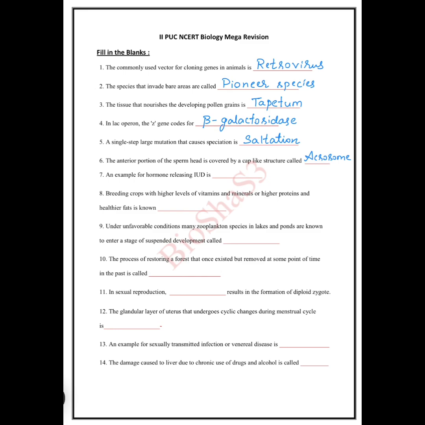An example for hormone releasing IUD is LNG20. Breeding crops with higher levels of vitamins and minerals or higher proteins and healthier fats is known as biofortification. Under unfavorable conditions, many zooplankton species in lakes and ponds are known to enter a stage of suspended development called diapause.